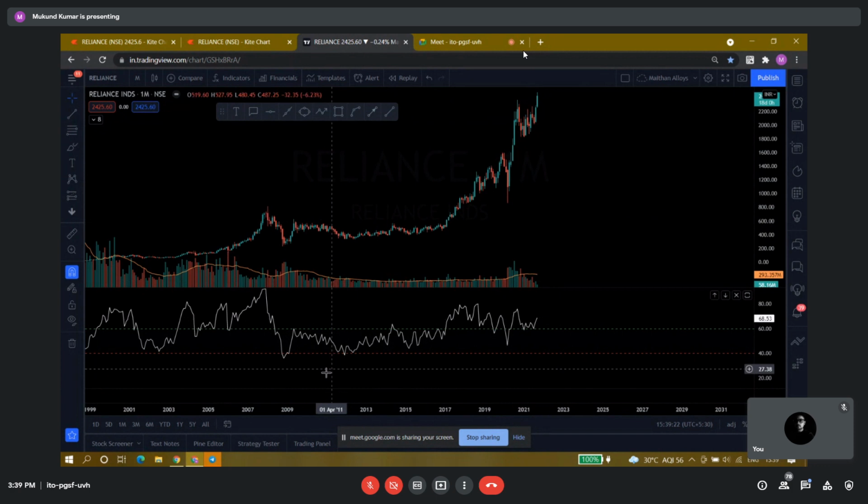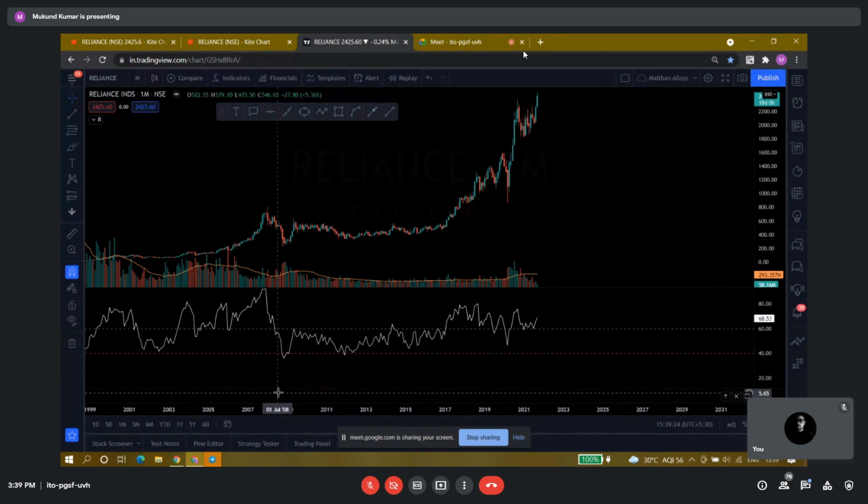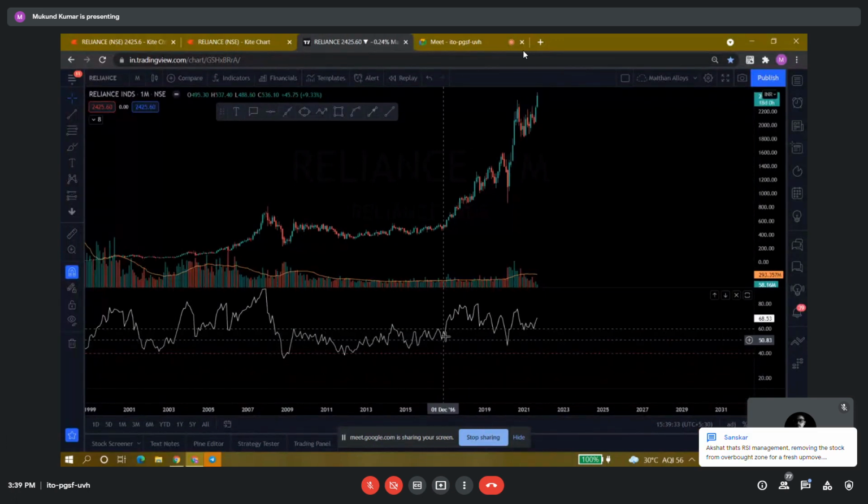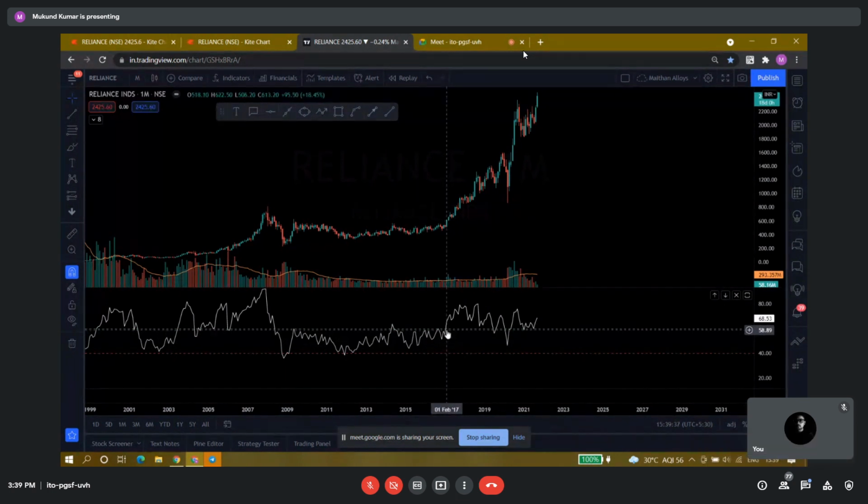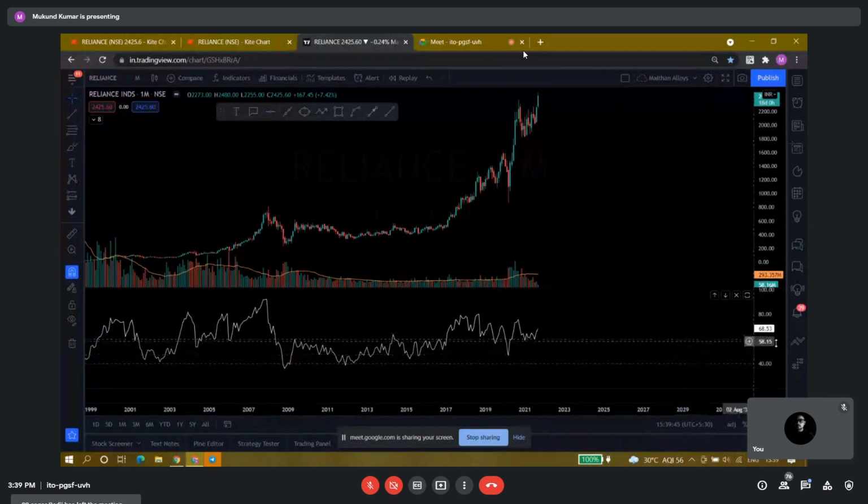stock moved in. How many years? 2008 to 2017. It means for 9 years the stock was in a range of only 200 or 300 rupees. And then the stock broke out and entered into a complete uptrend, a strong uptrend. So this was the level where it entered into a strong uptrend, and now you can see the beauty.